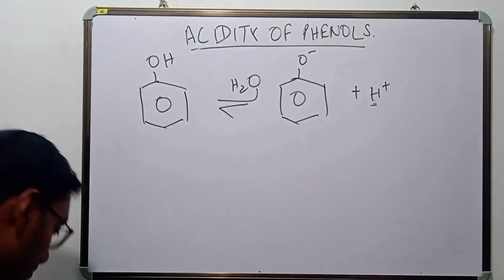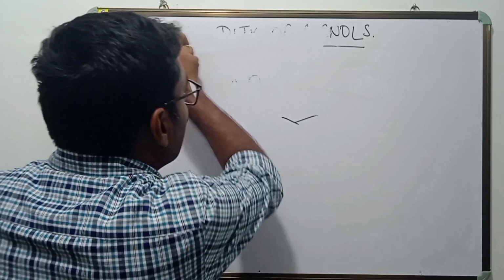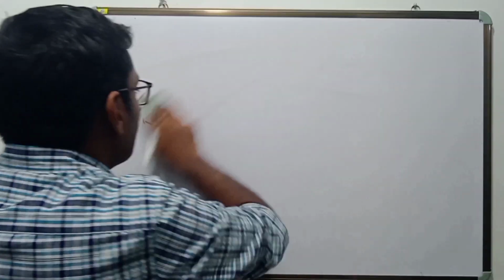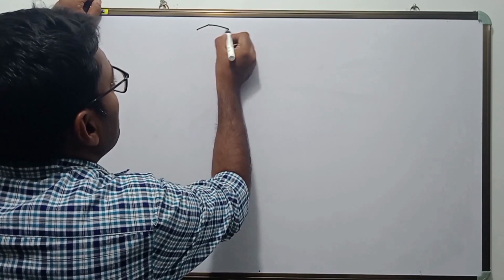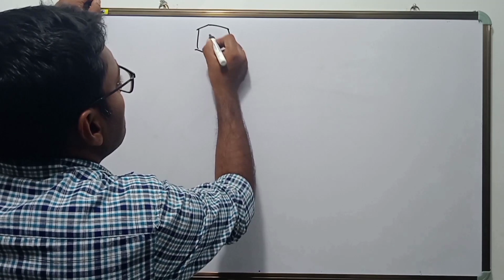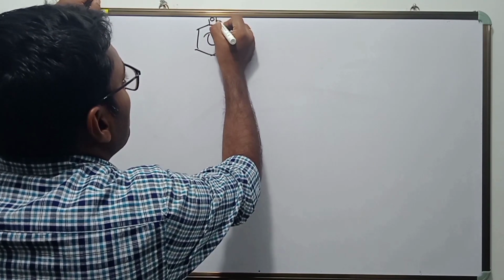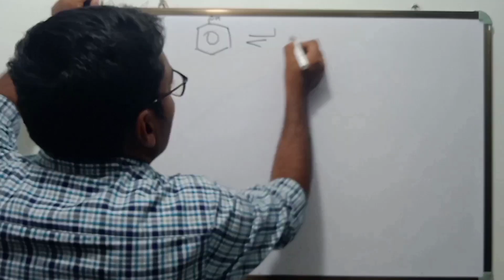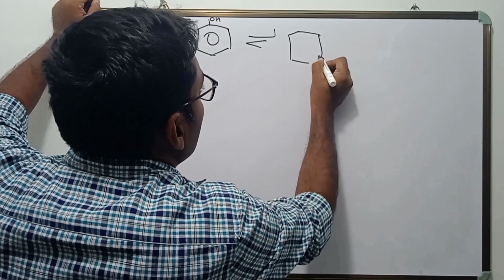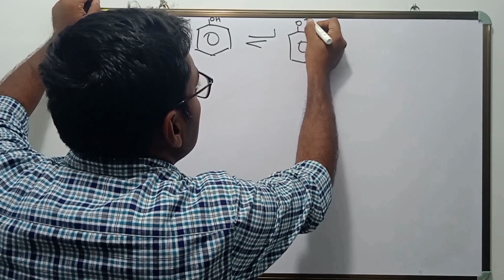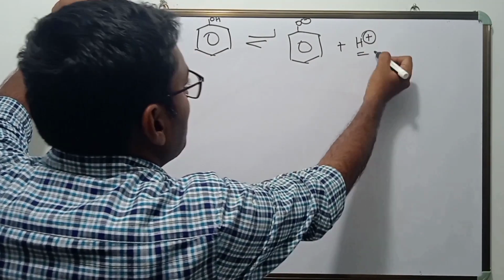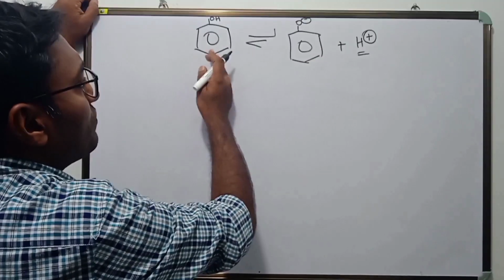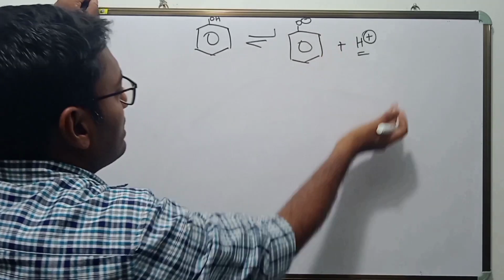For this I am going to rub this portion also. First of all, I am going to draw this reaction. You can see this is phenol. Being acidic means H plus goes from the structure of phenol. It is acidic in nature. So now we are going to see why phenols are acidic in nature.